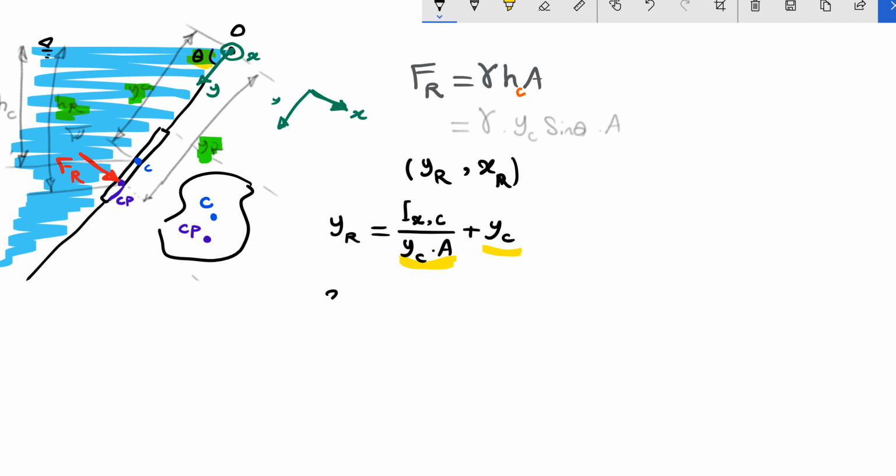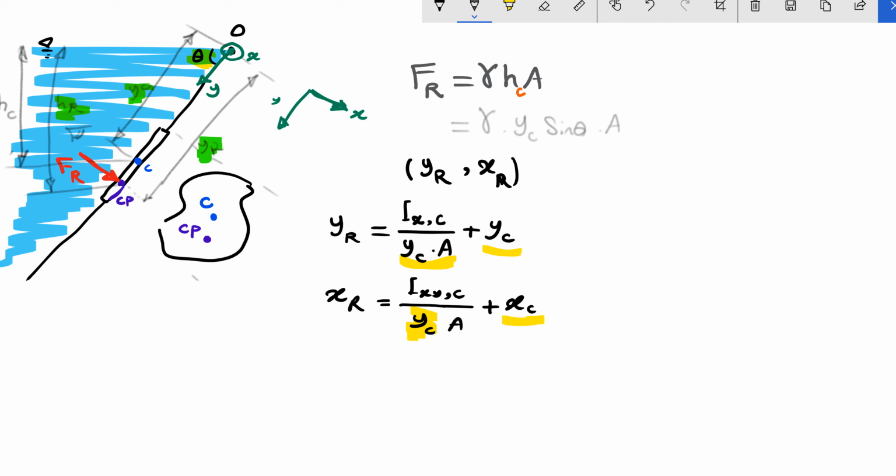Let's write the next formula for XR, which is the moment of inertia IXY about the centroid C, divided by YC times area, plus XC. Let me tell you something. Most students understand these two formulas and use them very well, but there is a small point here. Be careful about this YC. Although this part is XC, the other part is YC. So you need to be careful when you are using this formula.